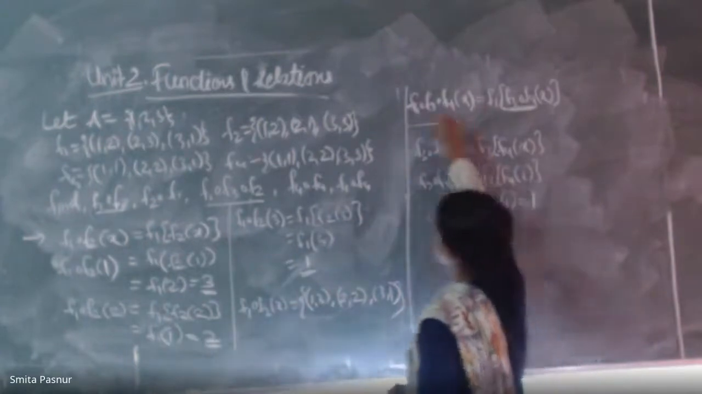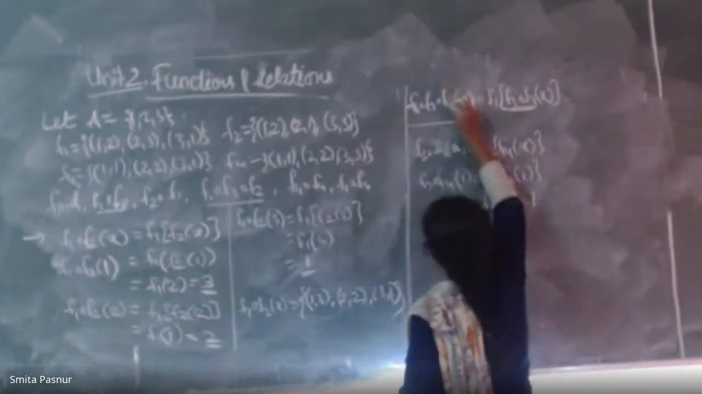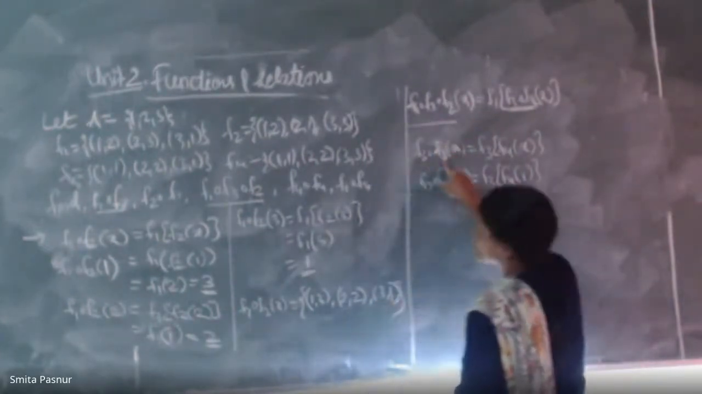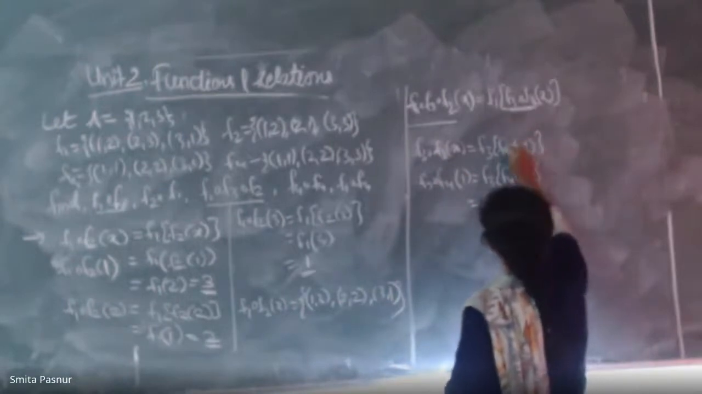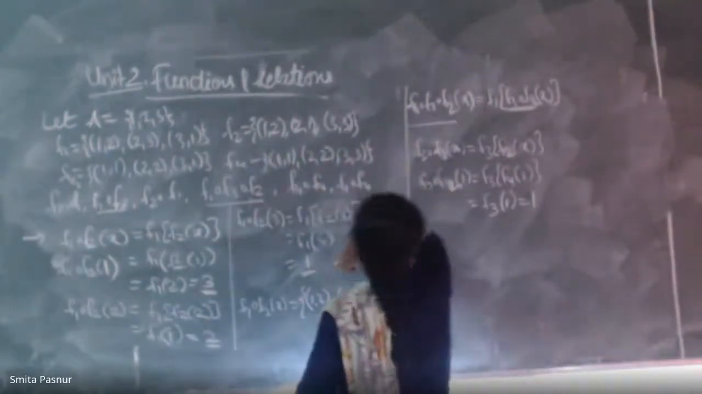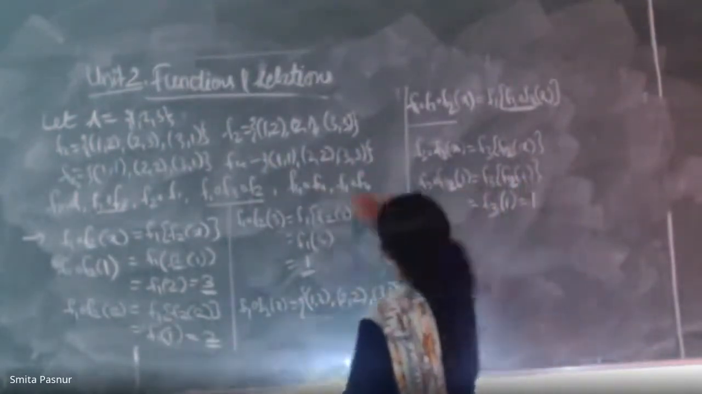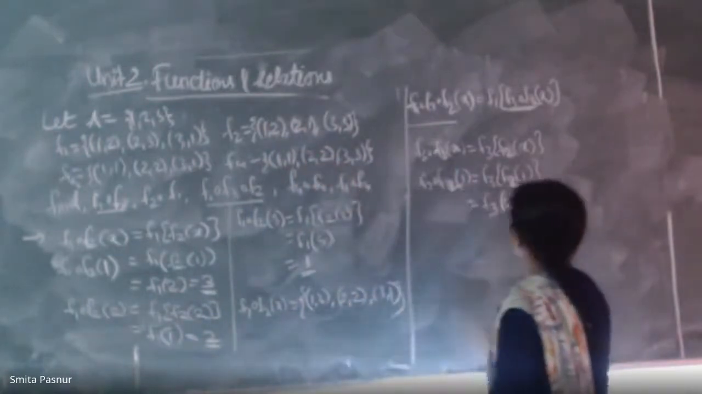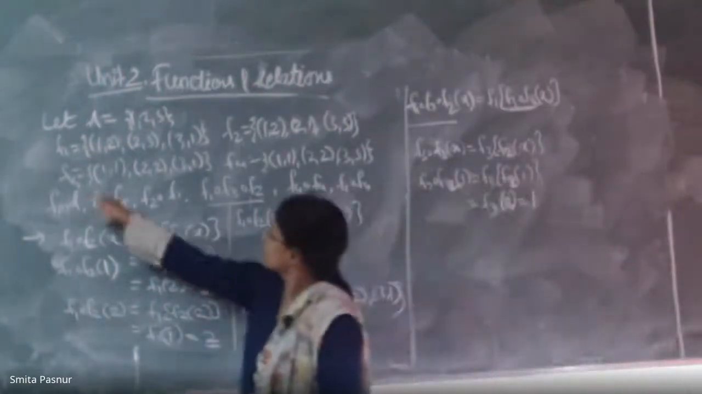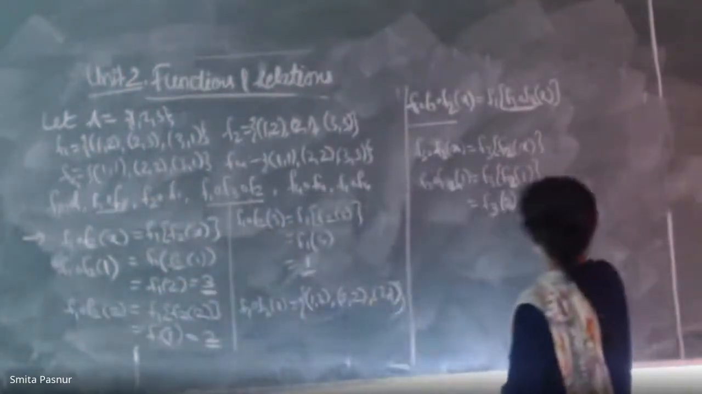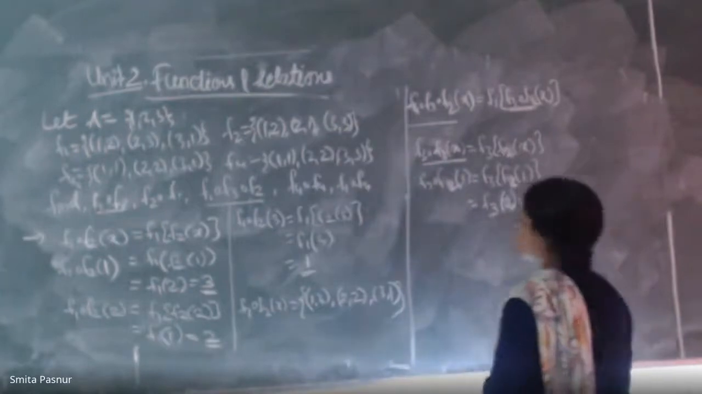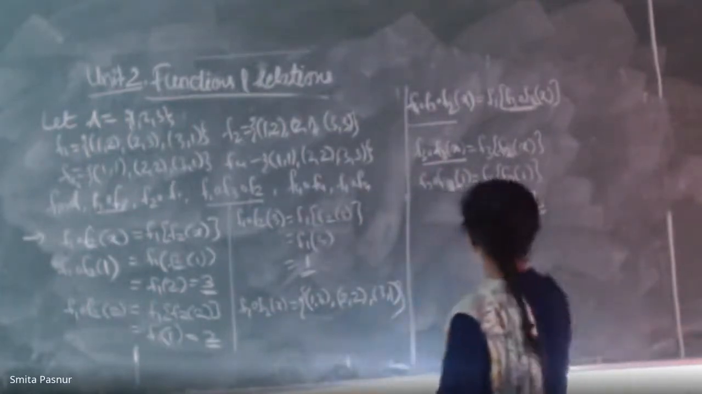Sorry, here F4 is not there, F2 is there, right? I've written 2 here. So it is F3 composition with F2, so F2 of X. What is F2 of X? F2 of 1. What is F2 of 1? It is 2. So write 2 here. Then what is F3 of 2? F3 of 2 is 2 only. So I am writing 2 here. That is the answer of F3 composition F2. Understood? So that is 2 here.